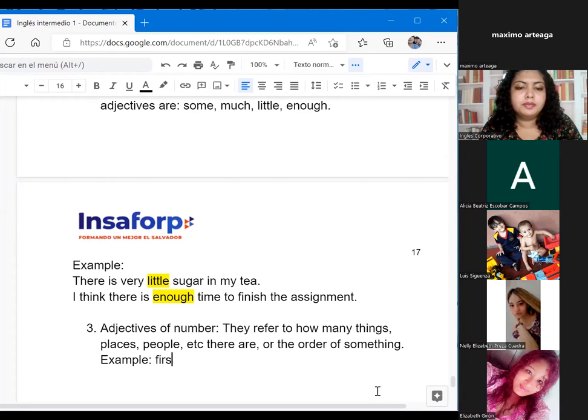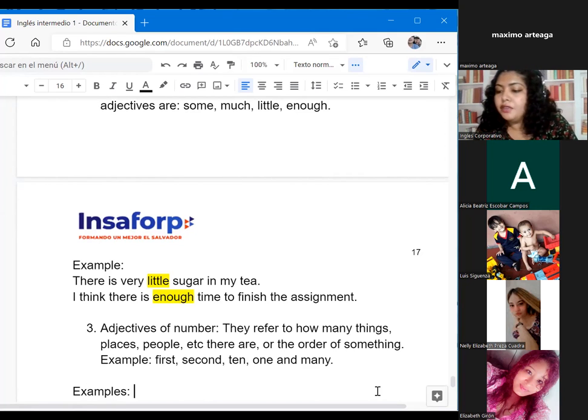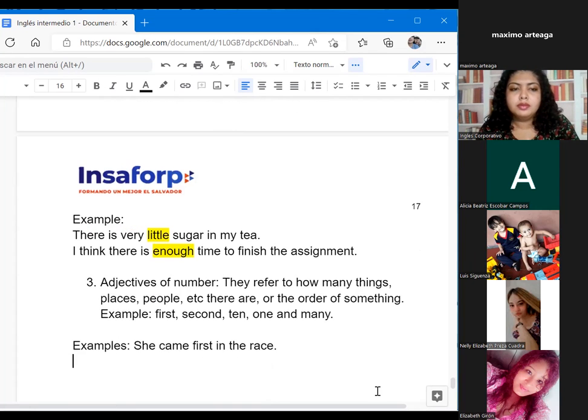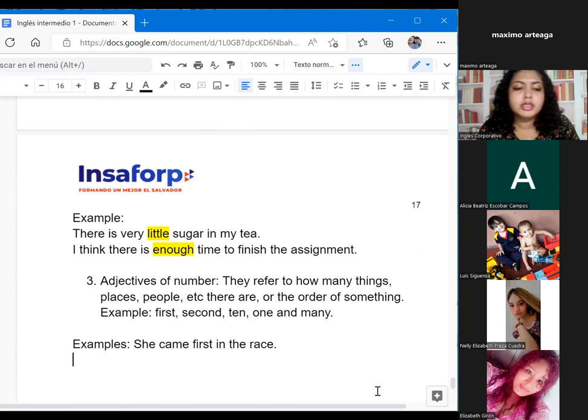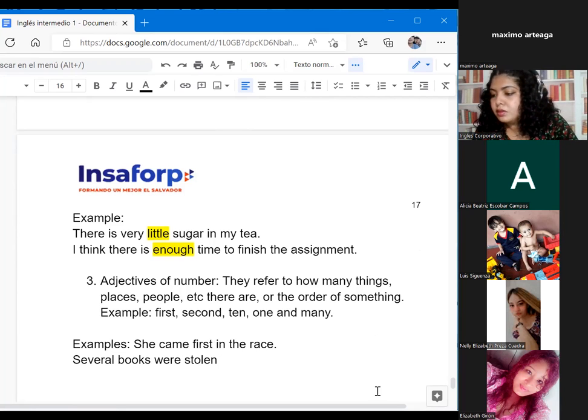We have first, second, ten, one and many. And we have some examples. The first one said, she came first in the race. She came first in the race. And the second one, several books were stolen from the library.